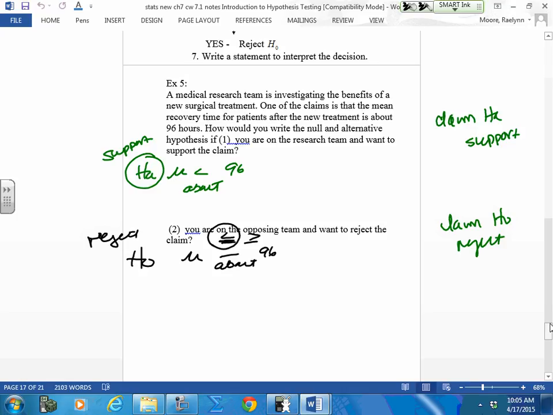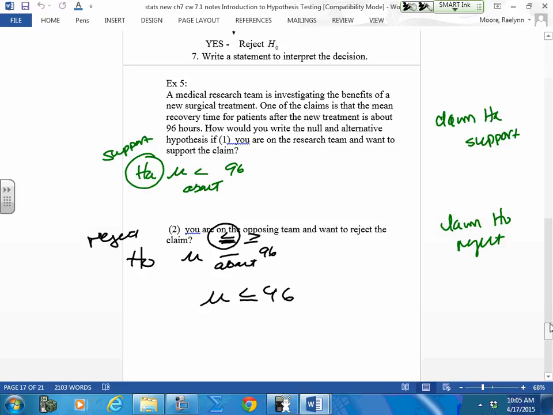So the medical team is going to make this statement, and I'm going to reject their claim. I don't think it's less than 96. I'm the opposing team. I think it takes longer than 96 hours for their recovery process. So the only way I can say reject is with an equal sign. If I keep it as less than, I could just say I do not support this claim. That's another way you could say it if you want to use the support word. HO always has the equal sign.